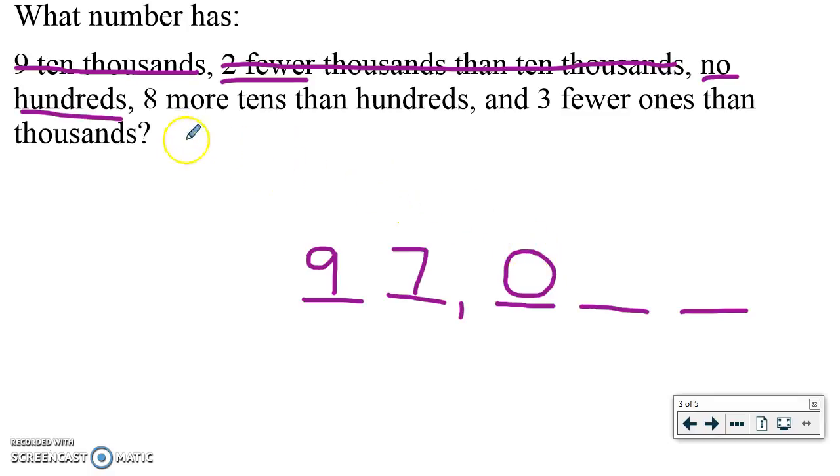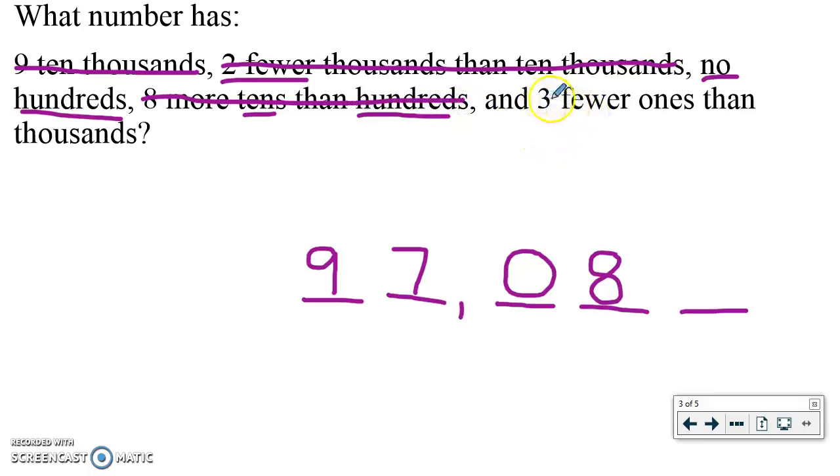Next one. 8 more tens than hundreds. So we're comparing the tens place to the hundreds place. So we got to do 8 more tens than hundreds. Well, we look at the hundreds, there was nothing there. So if I take 8 more than 0, I'm going to end up with 8. Done with that step. I'm not trying to do them all at once. I'm breaking it down into pieces.